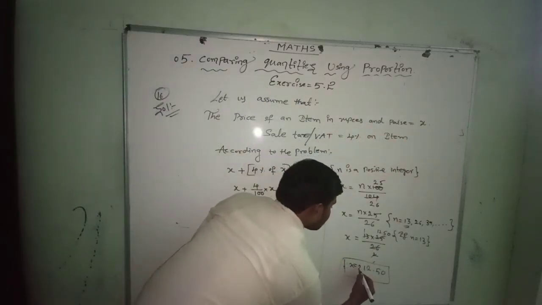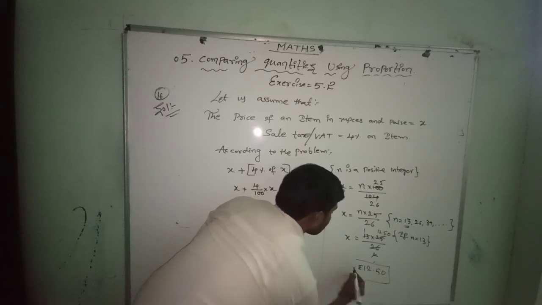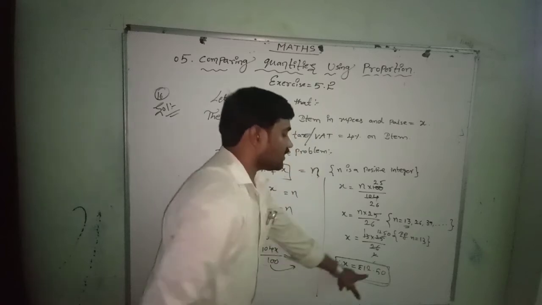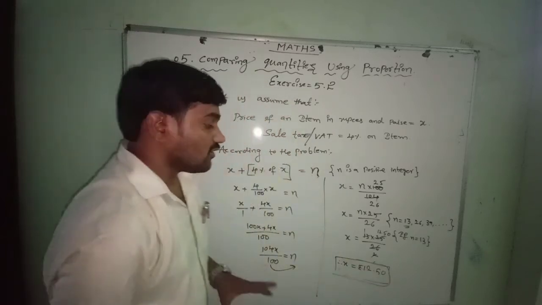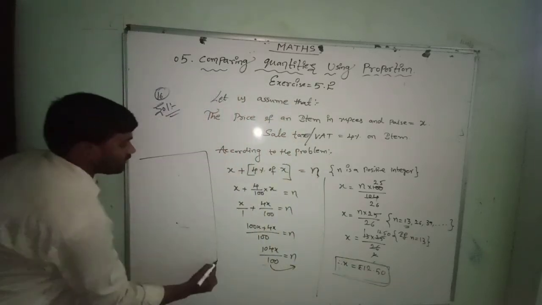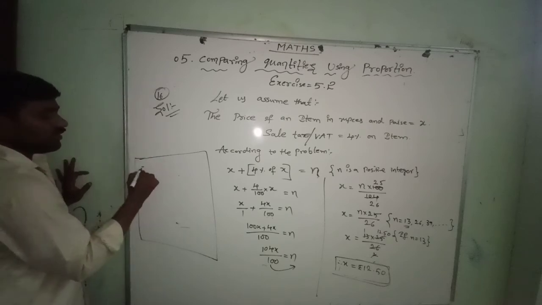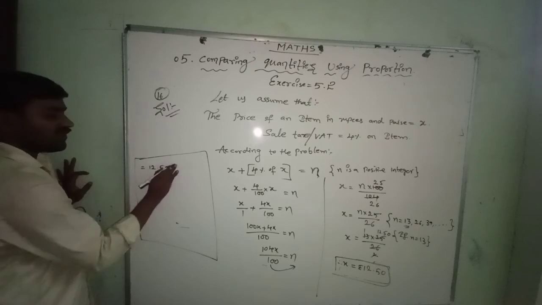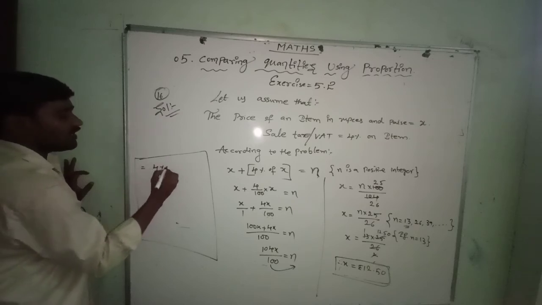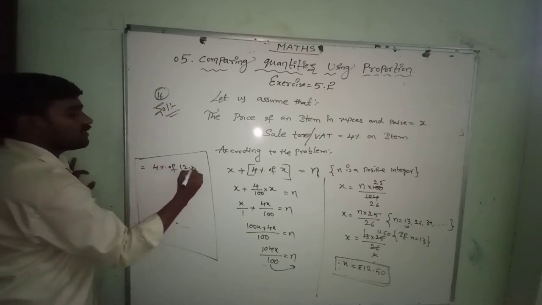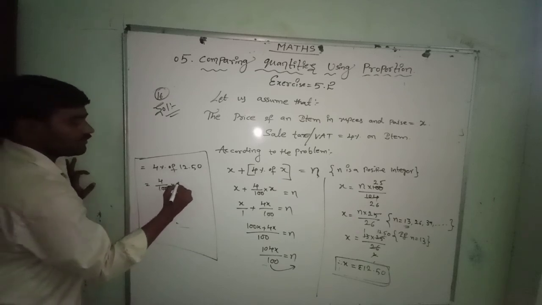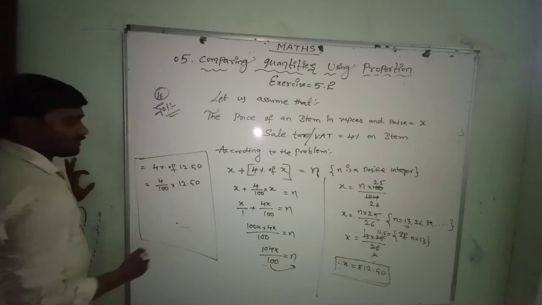The price of an item is 12 rupees 50 paisa. Let us check once. See, now 12 rupees 50 paisa. Then add 4% of the amount for this. 4% of 12 rupees 50 paisa. That is 4 by 100 into 12 rupees 50 paisa.